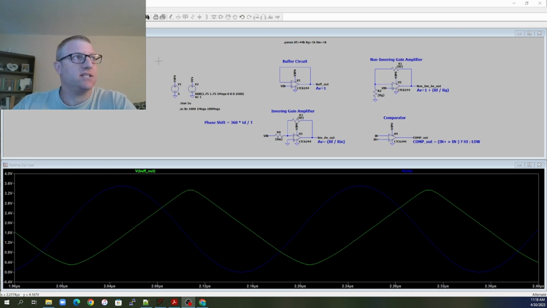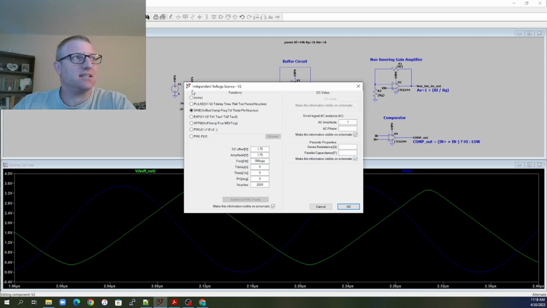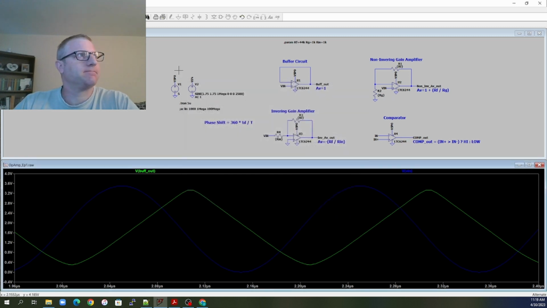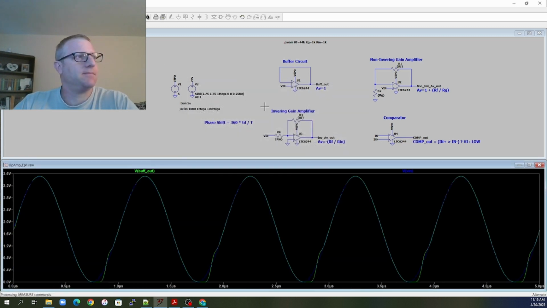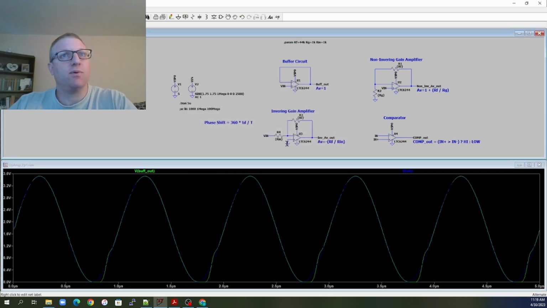So the question is how fast can this thing go, right? Let's just reduce it down to 1 megahertz and give that one a go. So you can see with 1 megahertz, we have a pretty good input to output capability.